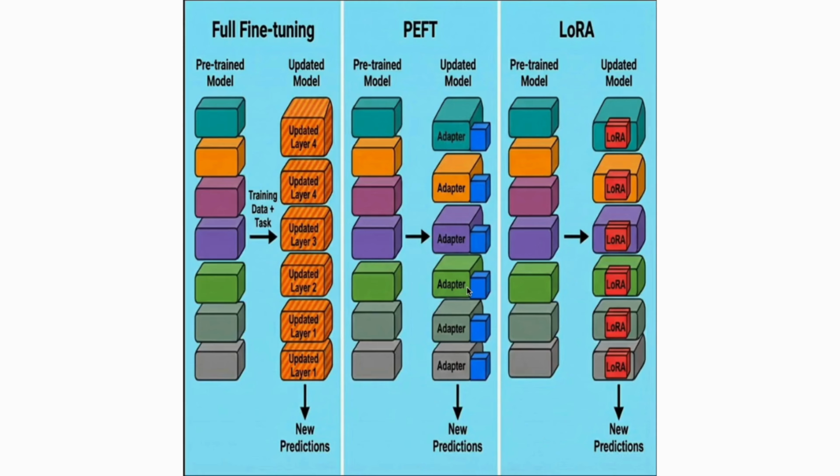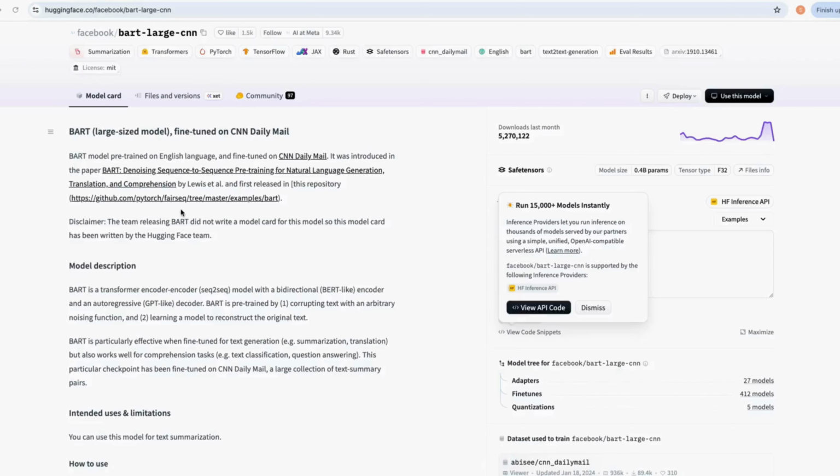We are going to use a real model from HuggingFace named BART large CNN. This model is a sequence-to-sequence transformer model that's been pre-trained for summarization. It takes an input text and generates an output text. We'll start by using it as is, then we will fully fine-tune it, and then we'll repeat the training using PEFT and LoRA so you can see the difference in practice.